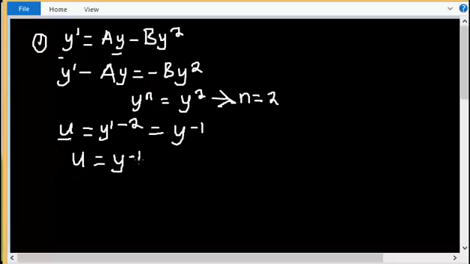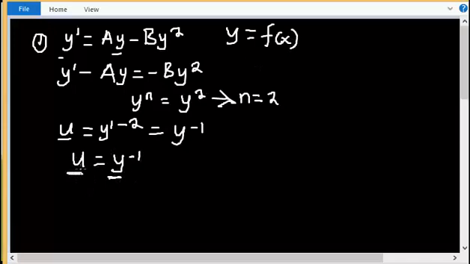So I need to find the derivative of u with respect to x. How do I find the derivative of u with respect to x? Because y here is actually a function of x. Please take note, y is the dependent variable because it depends on x. Y is a function of x. Now I have introduced another variable, u, and u is a function of y according to this expression, and y is also a function of x.